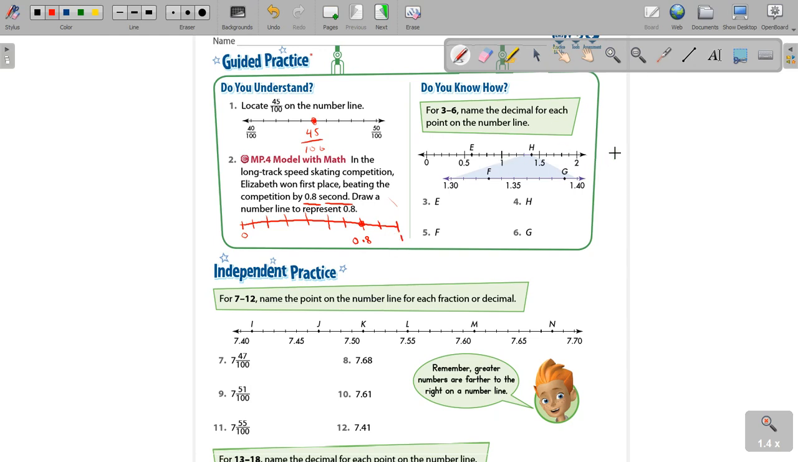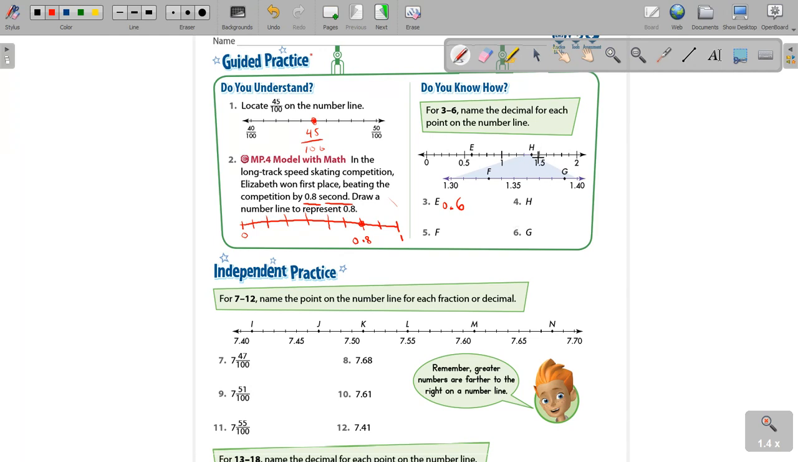Now over here, we have name the decimal for each point on the number line. These are the points. They are labeled right now, E, F, H, and G. Now, if you look at this one, you see here's the 0, here's 0.5. This is right next to it. This is the one right here. This is right next to it. So what is that going to be if it's sitting right next to it? Well, most of you can look at that and know that's only 1 point over, so it's going to be 0.6.